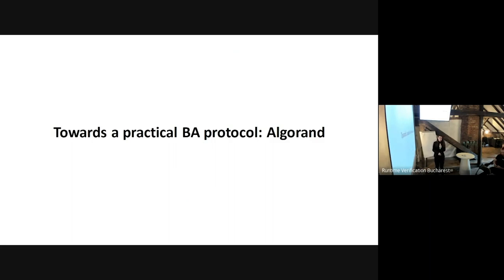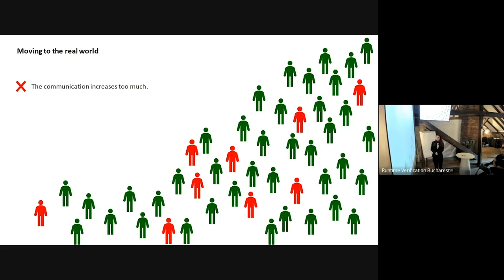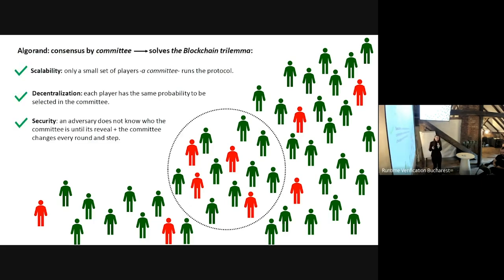Okay, so let me show you some techniques used to make this protocol more practical. If any user in the blockchain performs this Byzantine Agreement Protocol, that would lead to a very large communication. So one way to fix this issue is to just select a small subset of them to perform the protocol. This fix would solve the scalability issue of the blockchain trilemma. We would have only a small set of players performing the protocol, no matter how many they are.